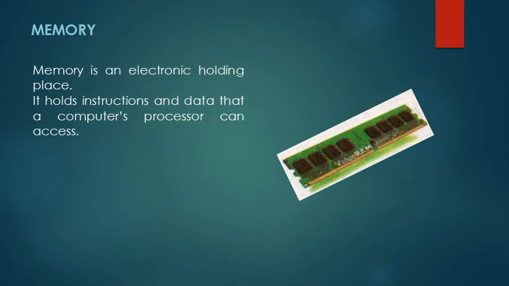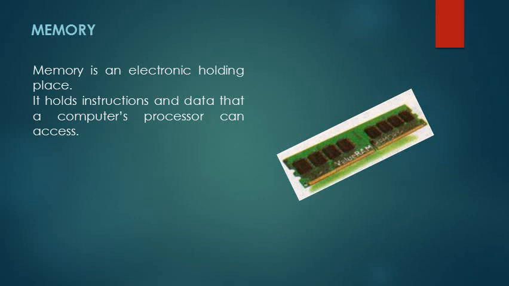In the previous slide, we studied that processor is the processing device and processor converts our given data into information. But processor can process only that specific data which is available inside the memory. If data is not available in the memory, then processor can't process data. So to process data, it is mandatory that data must be loaded into the memory first.